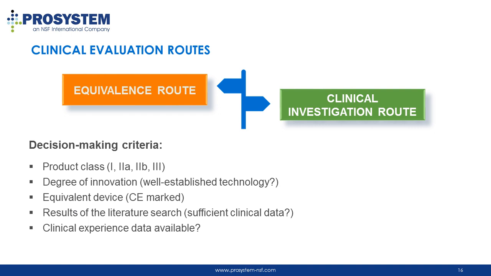Which is the class of your device? For a class 1 device, the amount of data to show clinical evidence will be much less than for a class 3 device. Is the technology on which my device is based new? If so, you might need to generate further clinical data. Is there an equivalent device in the market? Is there clinical data available from this device? When I perform literature research, are there studies in which either my device or an equivalent device has been used? Has my product already been for a long time on the market, and could I collect clinical experience data?